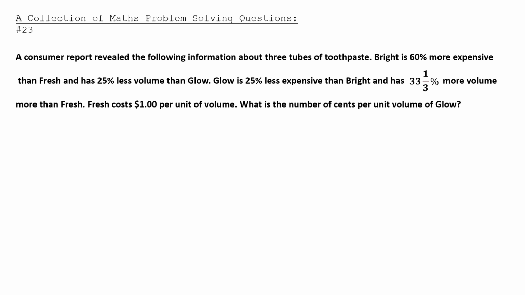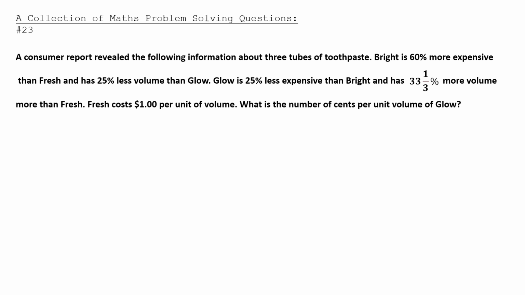A consumer report revealed the following information about 3 tubes of toothpaste. Bright is 60% more expensive than Fresh and has 25% less volume than Glow. Glow is 25% less expensive than Bright and has 1 out of 3% more volume than Fresh. Fresh costs $1 per unit of volume. What is the number of cents per unit volume of Glow?